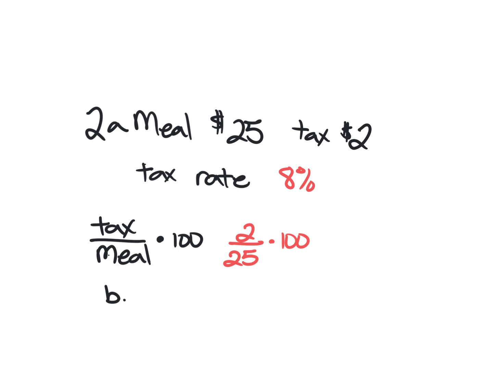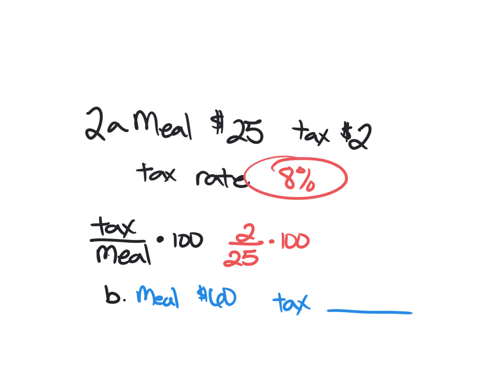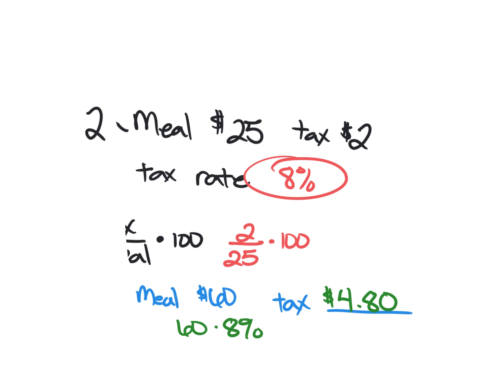Okay, so now that I know my tax rate is 8%, part B, so this was part A, part B is going to say how much tax is going to be on a meal that is, let's say, $60. I need to know how much tax I'm going to pay. So I just figured out my rate was 8%, so I'm just going to go $60 times 8%. That gives me 4.8, and it's money, so we'll add another 0, so the tax is $4.80. All right, that's number 2.